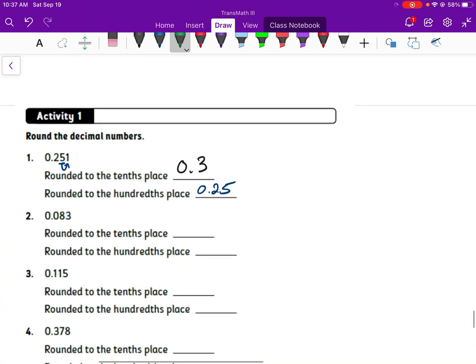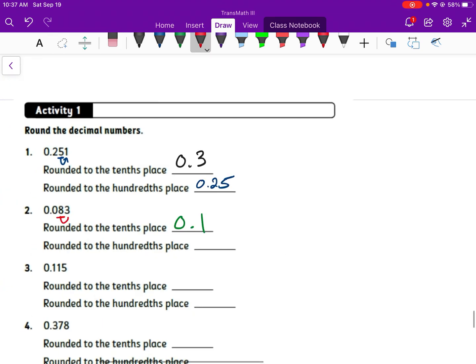Okay, 0.083 then, round to the tenths place. 0 is in the tenths place. 8 tells us to round that digit up, so 0.1. Doing the hundredths place now, 8 is in the hundredths place. 3 tells us to keep that digit the same, so 0.08.